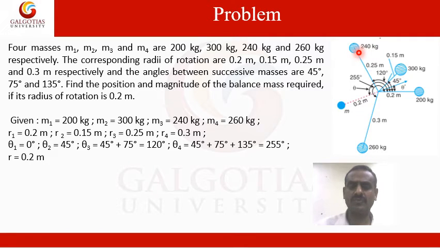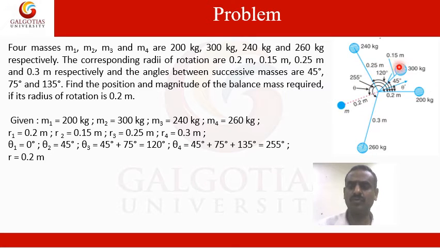So at a distance of 0.25 meter, the angle made by the M3 with respect to the horizontal, that is theta 3, equals 120 degree. And this one is the M4 mass, that is M4 equal to 260 kilogram, located at a distance of 0.3 meter from the axis of rotation and at an angular position theta 4 equal to 255 degree. So these are the four masses which will be present in the single plane.